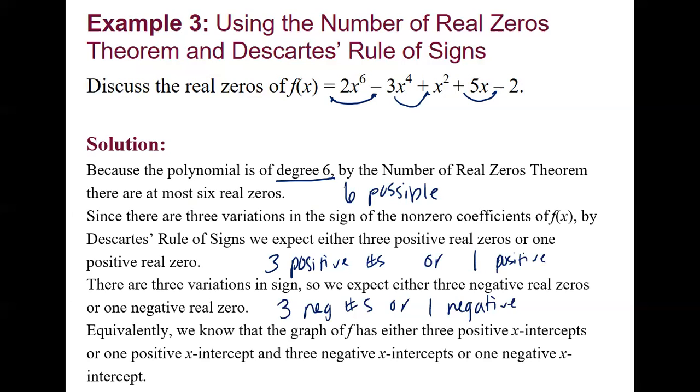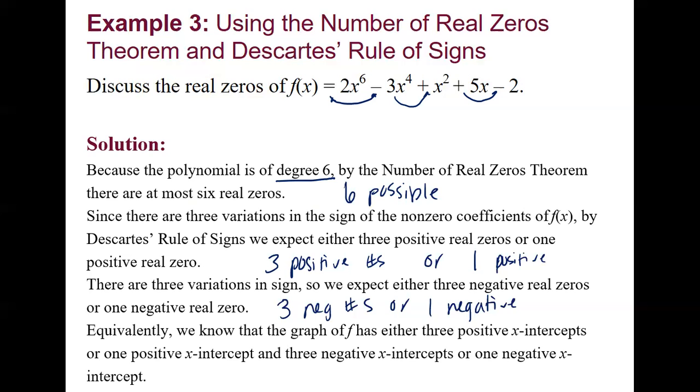So now we look at this, we know that the graph of f has either 3 positive x-intercepts or 1 positive x-intercept, and 3 negative x-intercepts or 1 negative x-intercept. We don't know anything else about it, but we do know this, and that's all we can conclude from this part.